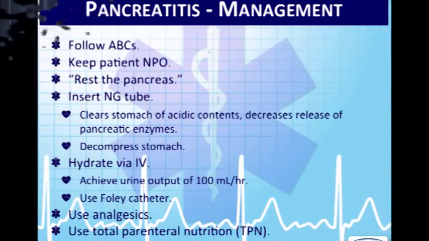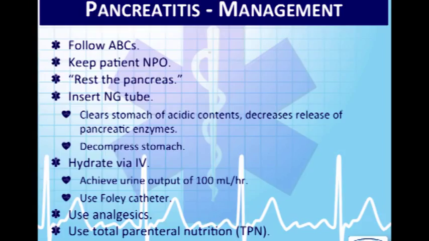So what do you do if you have a patient that you think has pancreatitis? You keep them nothing by mouth. You don't want any stimulation that could increase more of these enzymes. You want these enzymes to calm down. So we give them IV fluids. We give them pain medications. We give them anti-nausea medications. We'll put an NG tube down because we don't even want stomach acid passing into the duodenum.